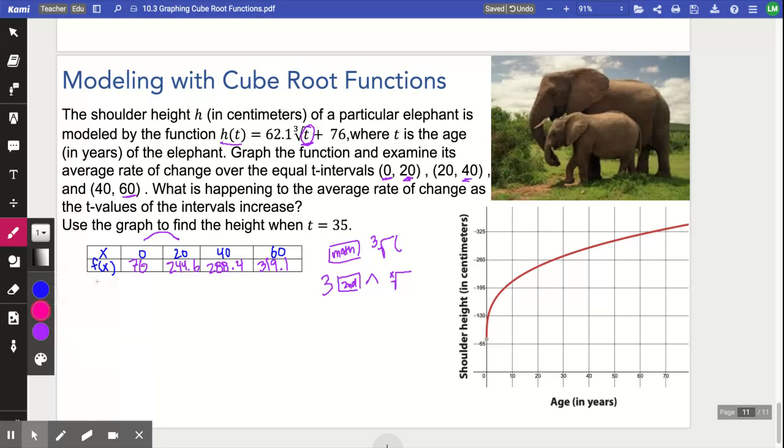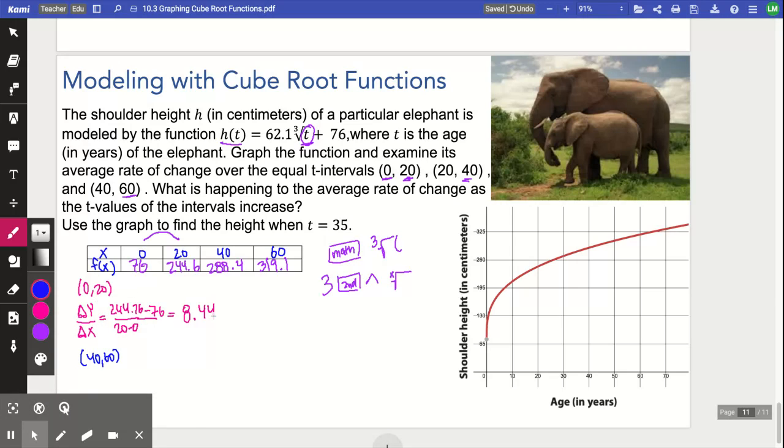So from 0 to 20 years old, average rate of change is change in y, so change in height over change in age. All right, so from 0 to 20 years old, our average rate of change was 8.44. From 40 to 60 years old, again, change in y, so 319.1 minus 288.4 over my x, so 60 minus 40, we have 1.54.